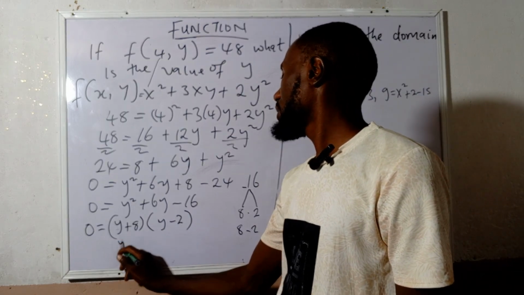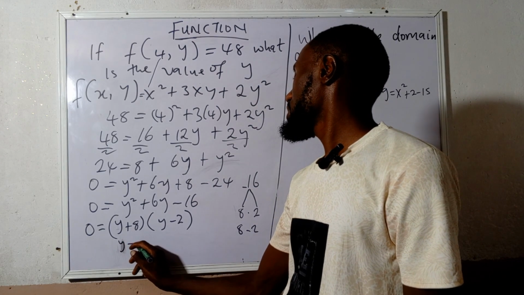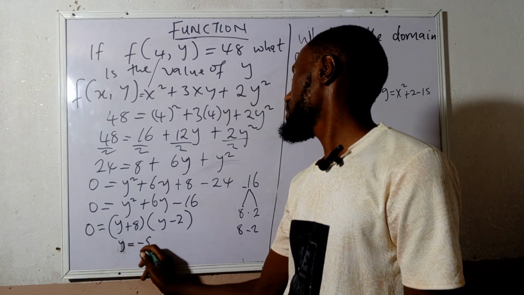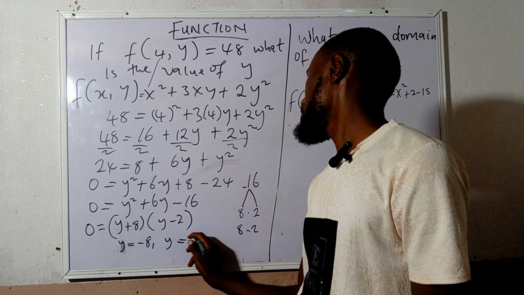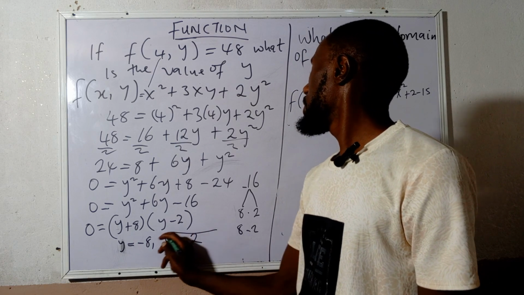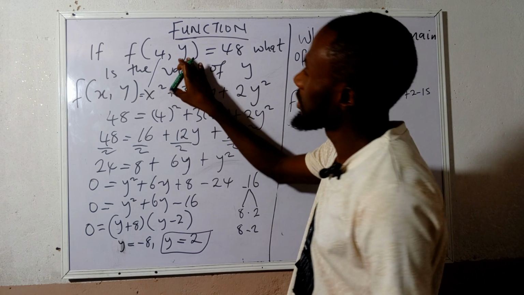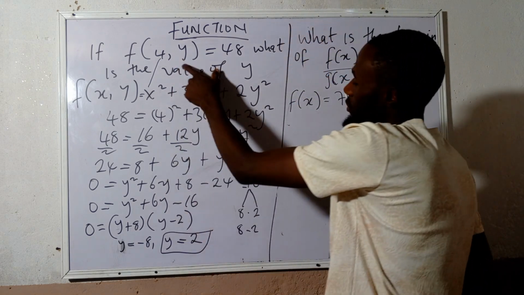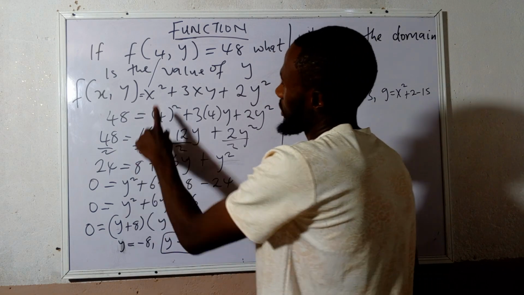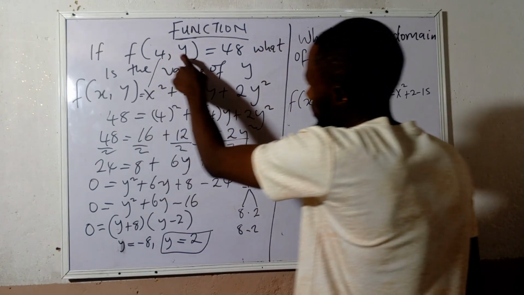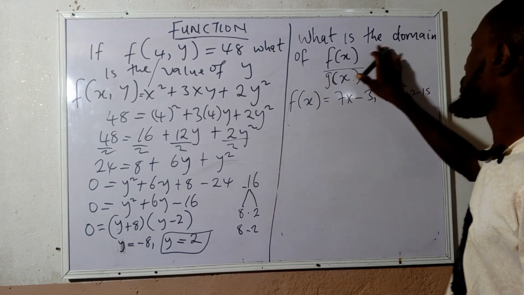Therefore, y is equal to minus 8, or y is equal to 2, which is our solution for the y given here. Therefore, the value of y here is 2. We cannot take the negative value here. If x is 4, then y is 2. Then let's solve the next question.